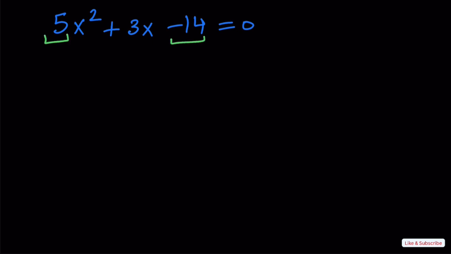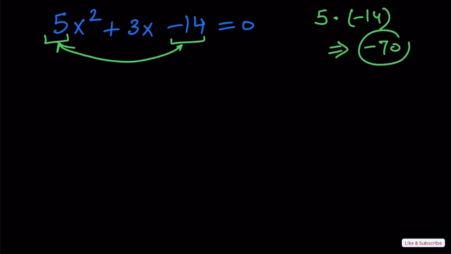What if the leading coefficient is not 1? So let's take an example. 5x squared plus 3x minus 14 equals 0. Now in this case, the leading coefficient is 5 and the constant term is negative 14. So first of all, we're going to multiply these two terms. What's 5 times negative 14? That's negative 70. Now we need to find two factors of negative 70 that, when you add them, you get 3.